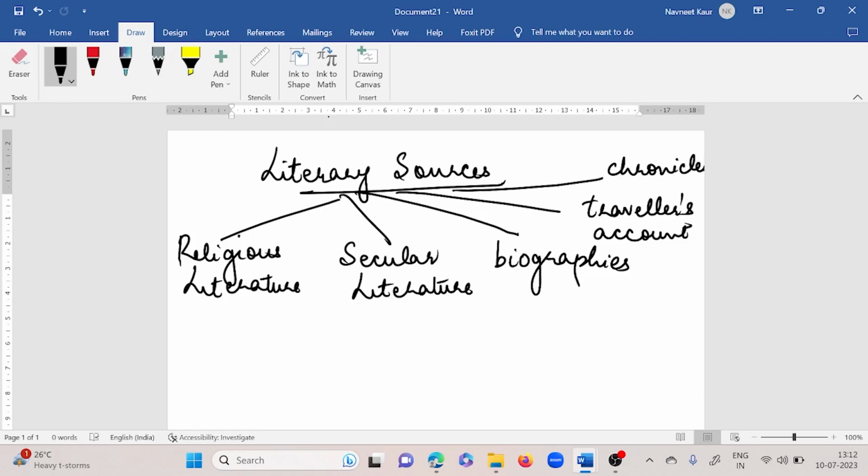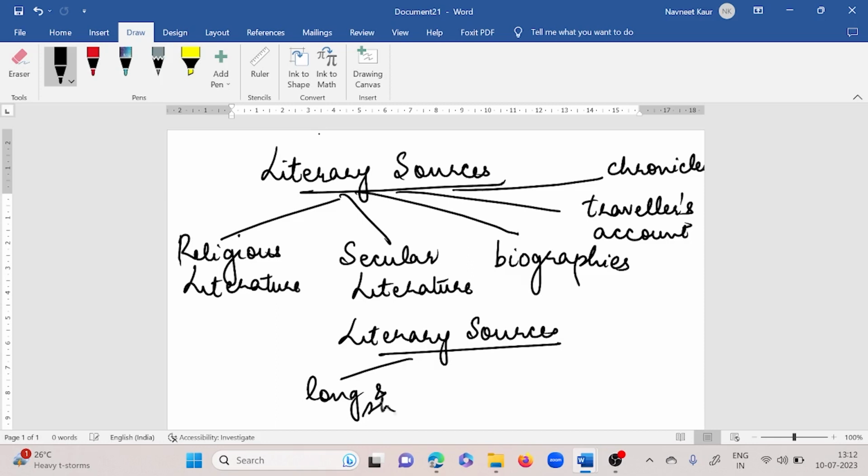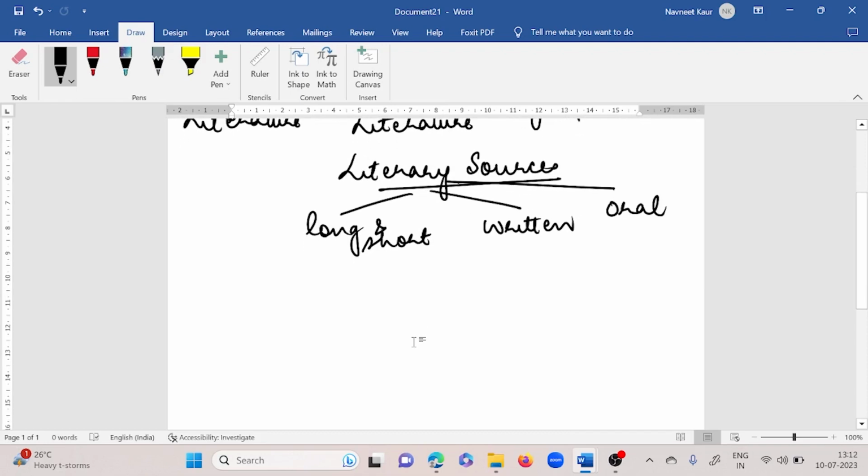So, the literary sources include all kinds of literature, right? When I talk about literary sources, they include all kinds of literature like long and short literature, written literature, oral literature. So, all kinds of literature are studied here.